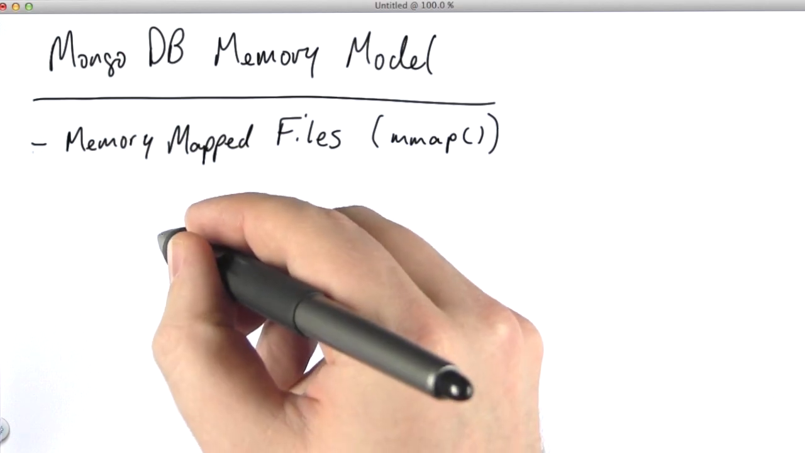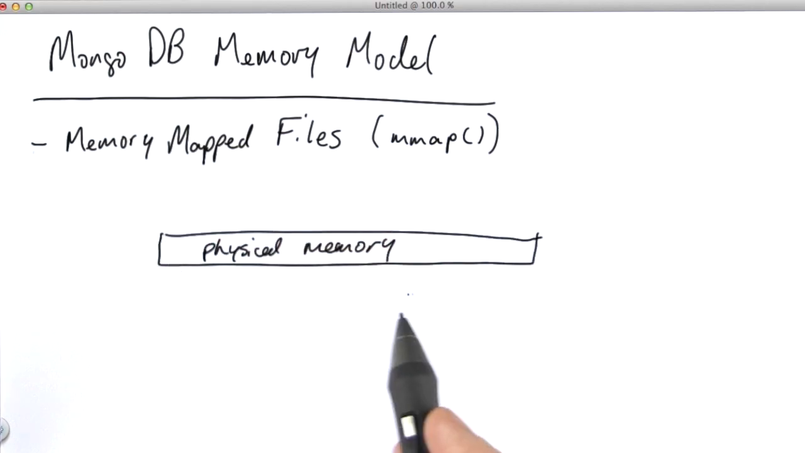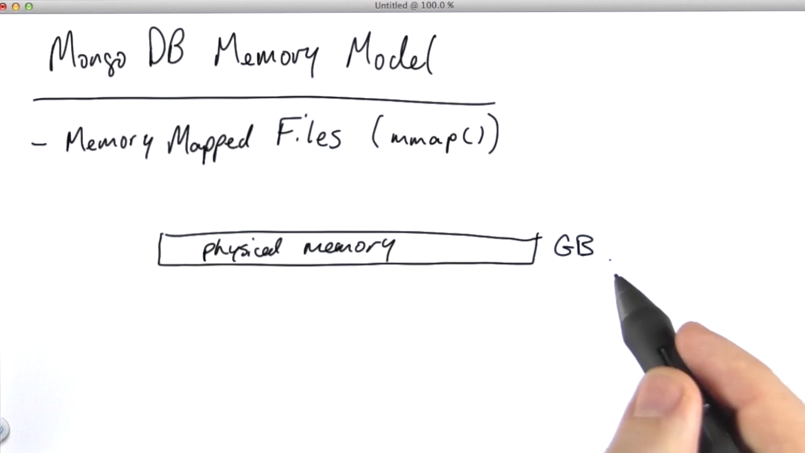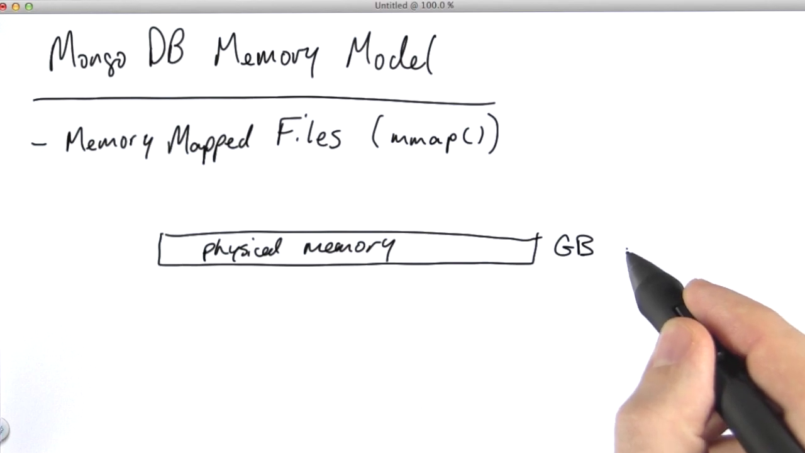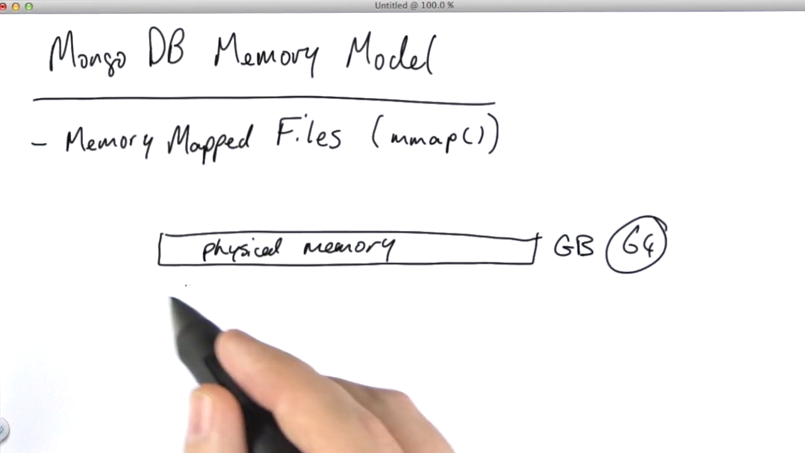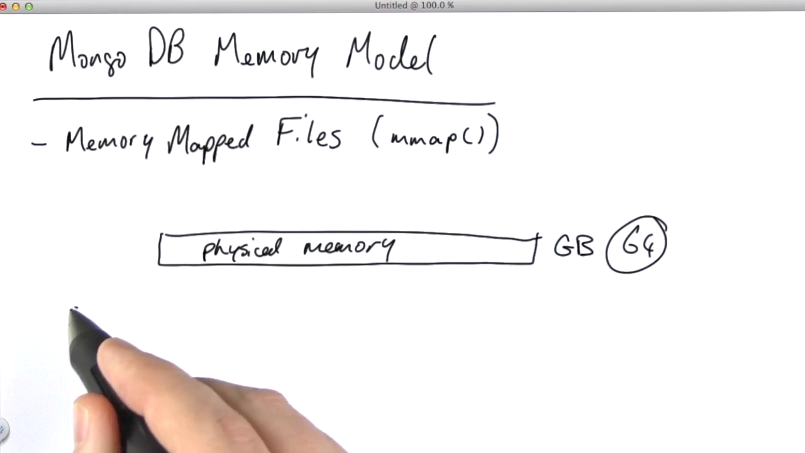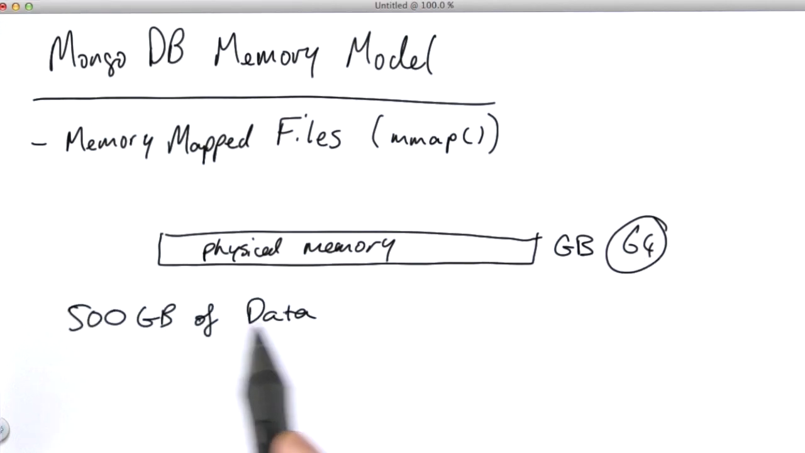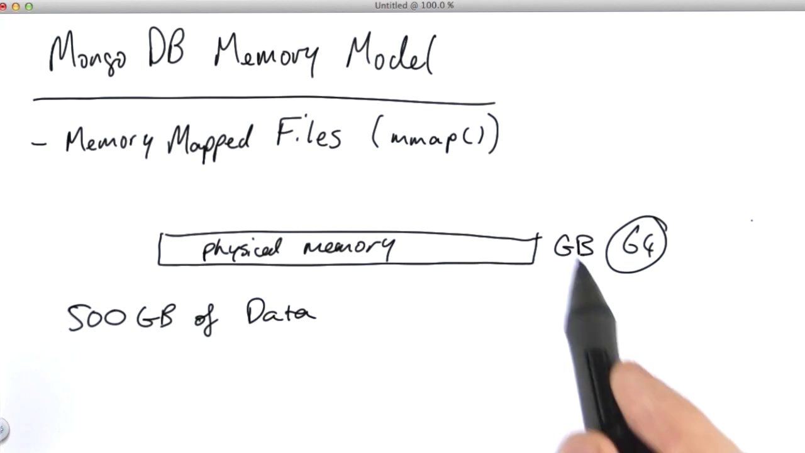So if you imagine that your finite resource, physical memory, is usually on the order of gigabytes, though we're starting to get into the terabyte range, you can imagine having, say, 64 gigabytes of memory. You can easily have 500 gigabytes of data. So when you call mmap on this and map all this data into memory, how is it going to fit into 64? And the answer is it doesn't, right?